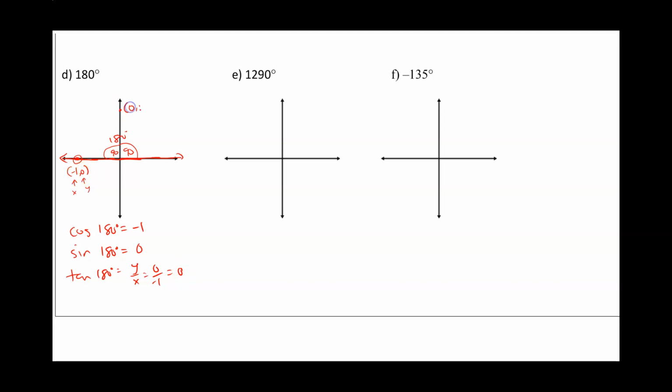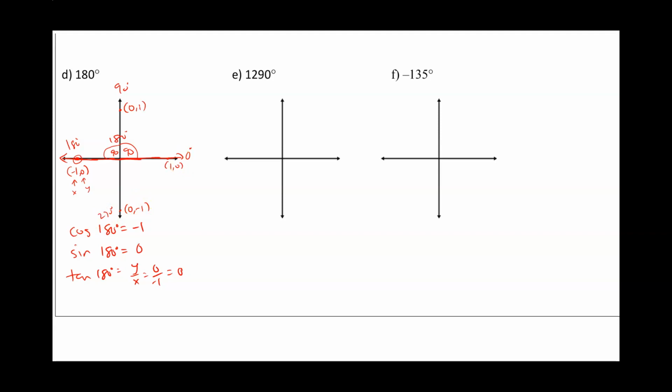So remember, for quadrantal angles, our points are going to be -1, 0. This point here would be 0, 1. This point here would be 0, -1, and this point here would be 1, 0. So please keep those in mind. The quadrantal angles are going to be 0, 90, 180, and then 270, and then back to 360.